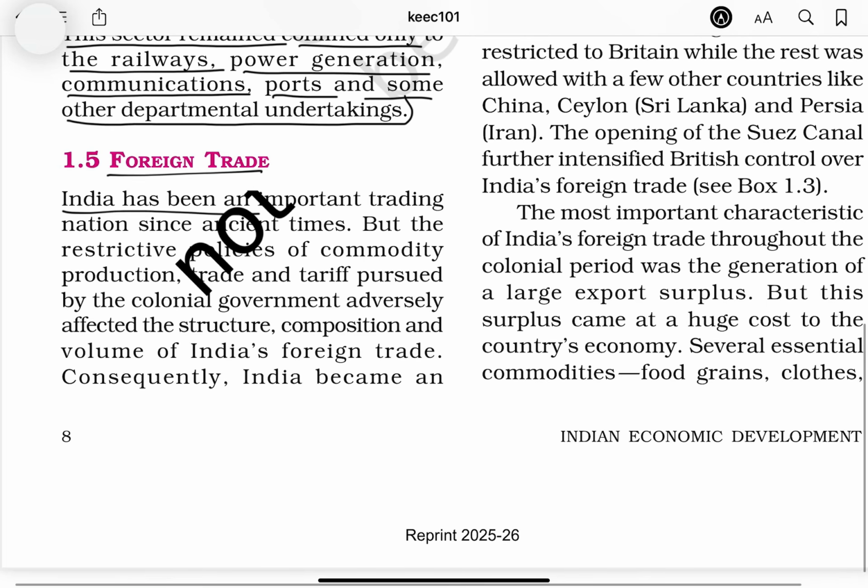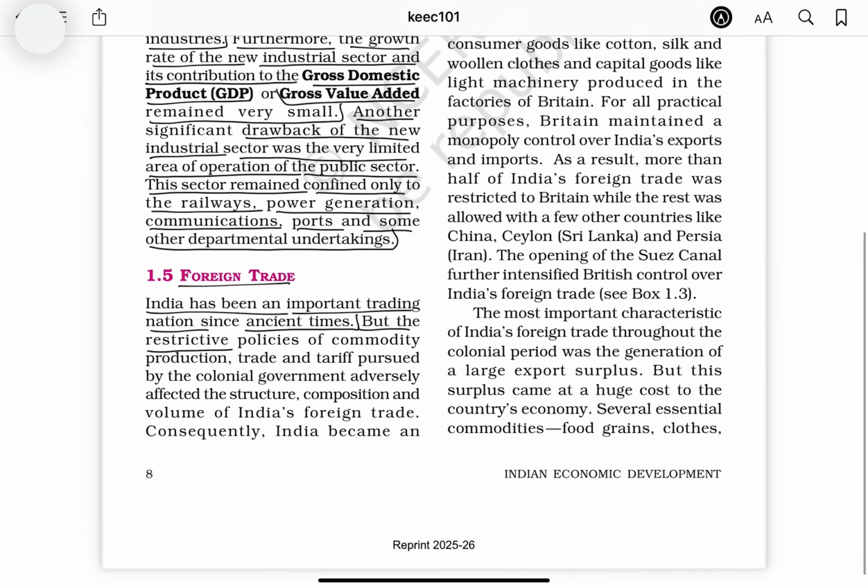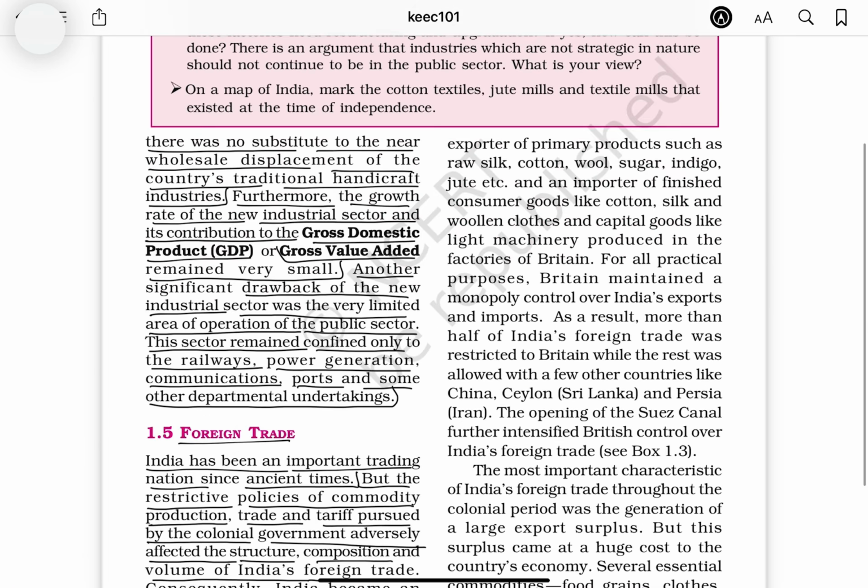Foreign trade. India has been an important trading nation since ancient times, but the restrictive policies of commodity production, trade, and tariff pursued by the colonial government adversely affected the structure, composition, and volume of India's foreign trade. Consequently, India became an exporter of primary products such as raw silk, cotton, wool, sugar, indigo, jute, etc.